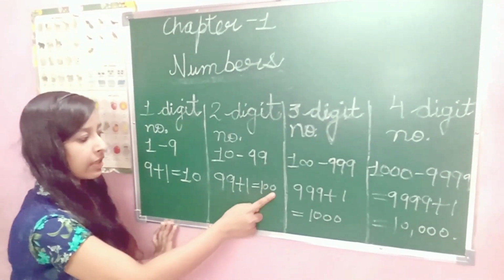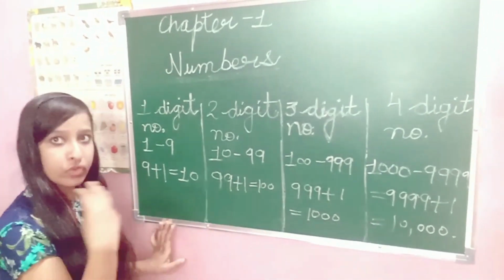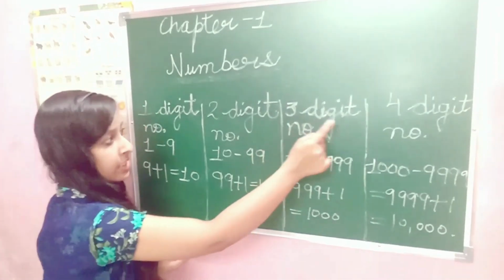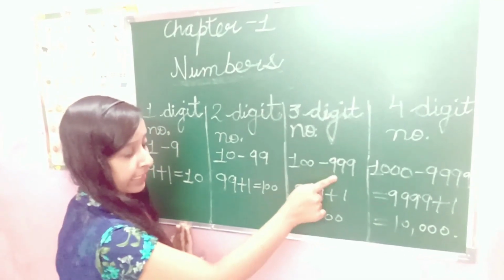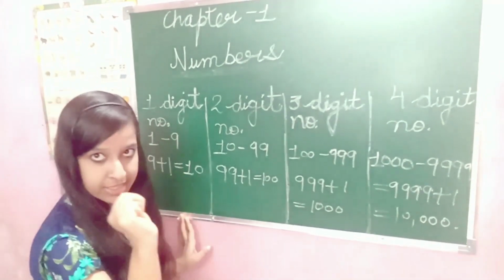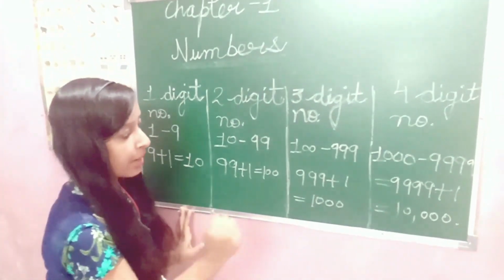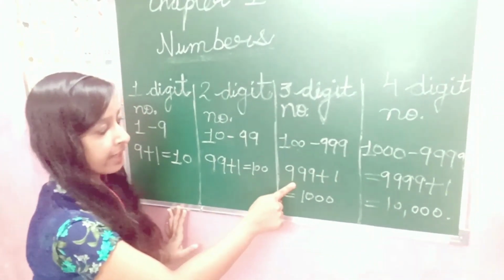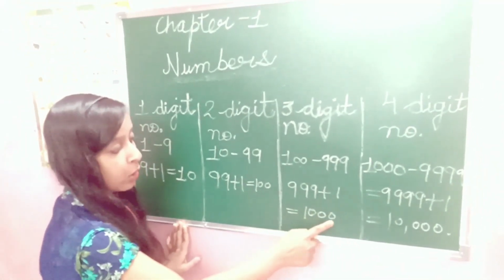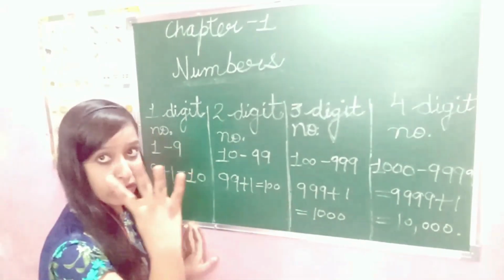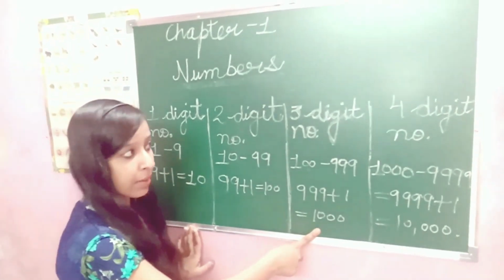So how many digits are there? 1, 2, 3. 3 digits. So it is the smallest 3-digit number. In 3-digit numbers, 100 to 999. 999 is the greatest 3-digit number and 100 is the smallest. But when we add 999 plus 1, it will become 1000. 1, 2, 3, 4. It is a 4-digit number. So what will become here? It is the smallest 4-digit number.